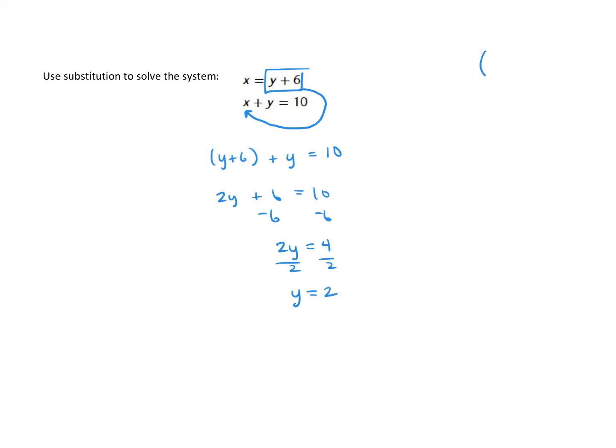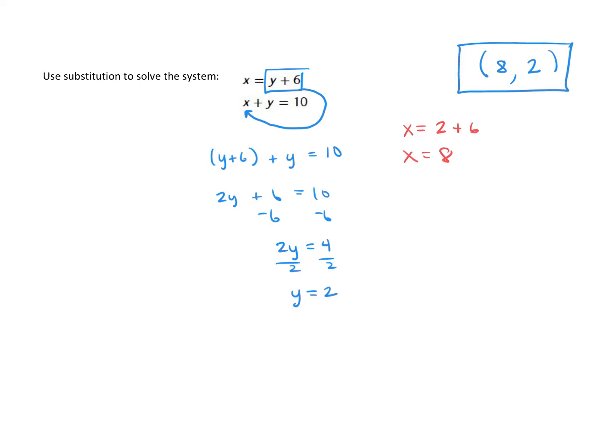Again, our solution is an ordered pair. We just got the y value. To get the x value, just plug it back into our box. X equals y plus 6. So x equals, we just figured out that the y is a 2. So I just plugged in a 2 for the y. And then 2 plus 6 is 8. So 8 is our x, and this is our solution.